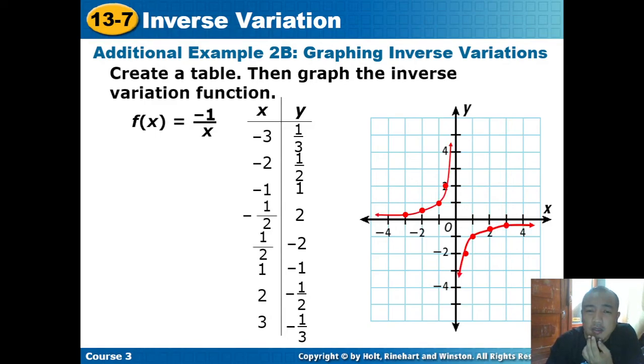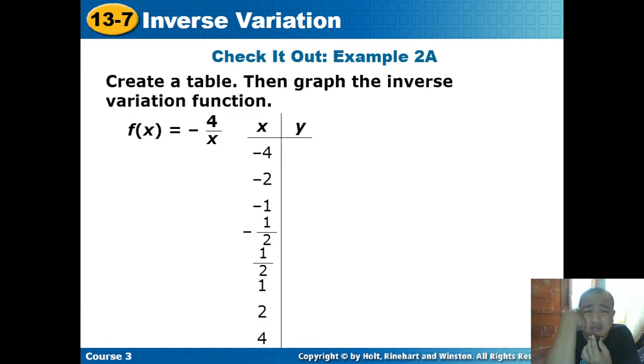That is the graph of inverse variation. The graph of inverse variation is represented by two smooth curves. Another, y equals negative 4 over x. Let us solve. Divide negative 4 by x.